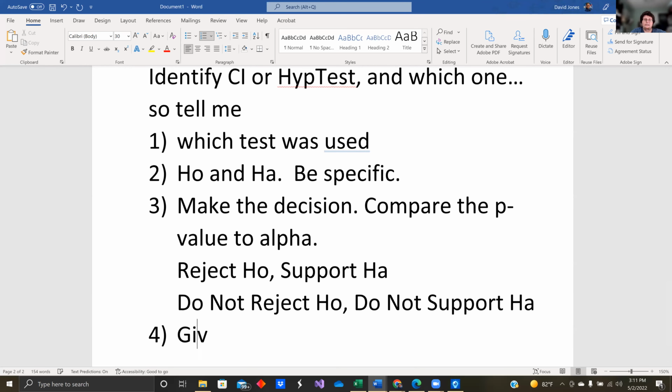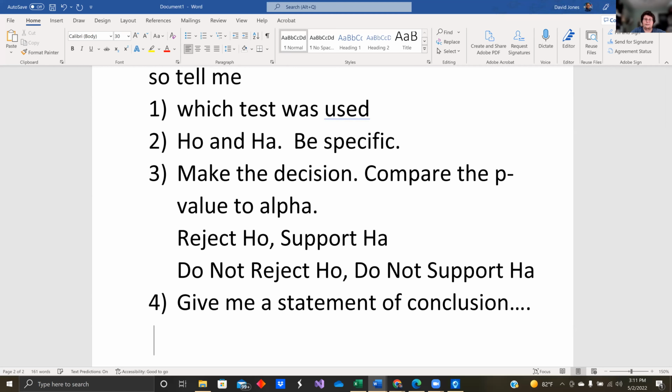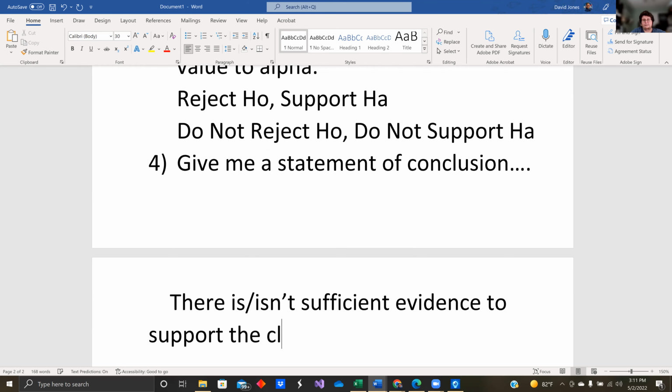And finally, give me a statement of conclusion. There is not sufficient evidence to support the claim that, and then put HA in your words.